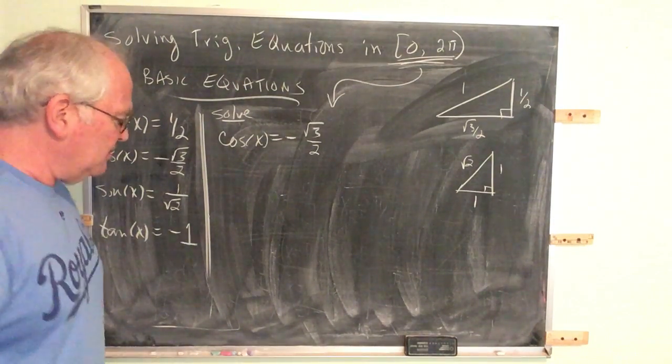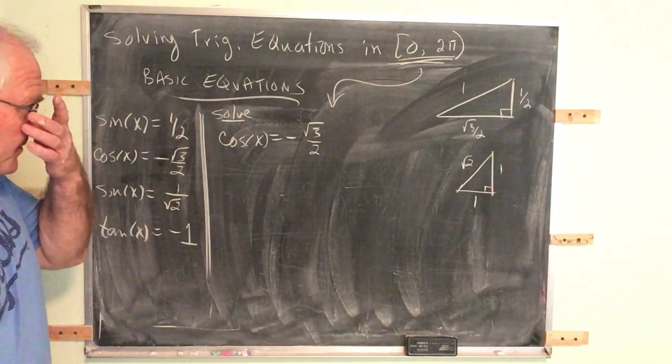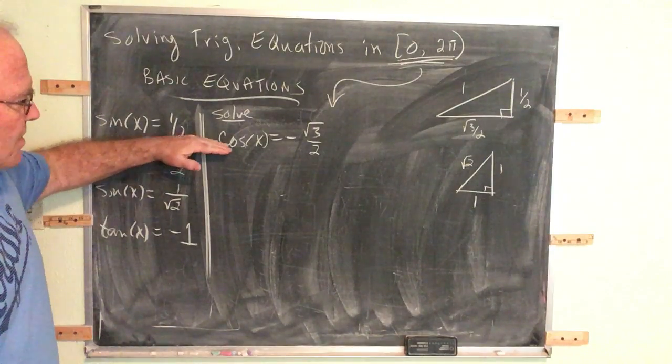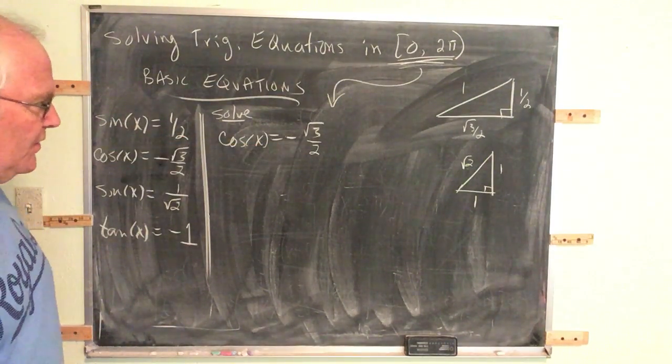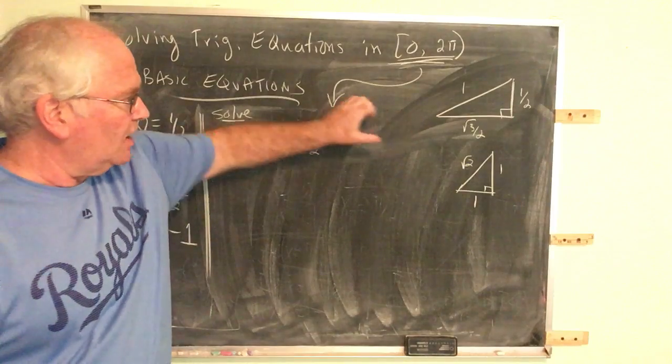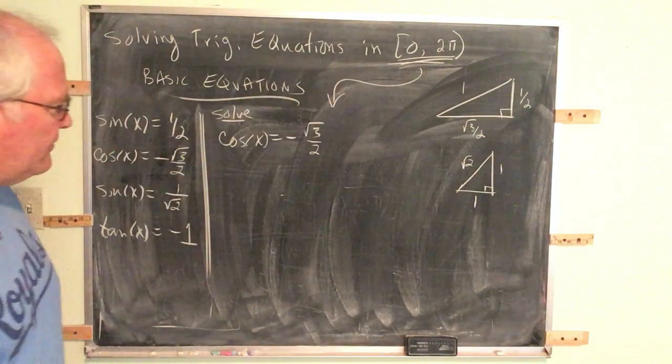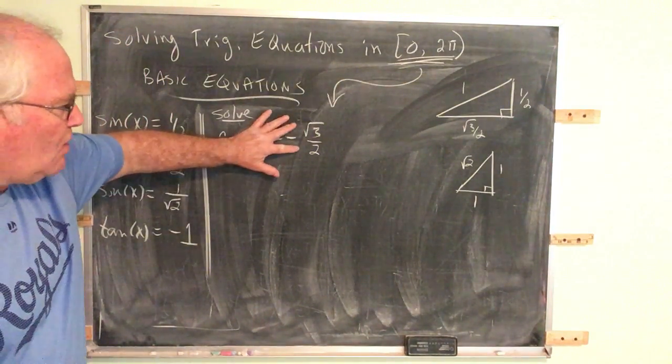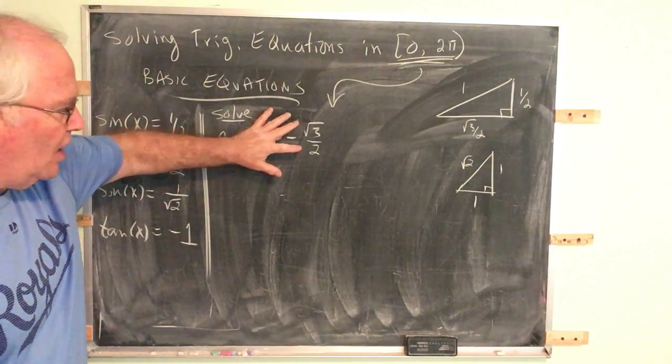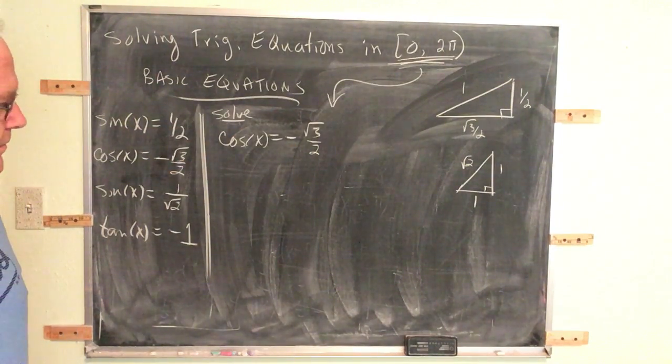All right, let's see if we can machete our way through another of these here. So we have cosine of x is equal to negative square root of 3 over 2. We have our triangles over here. We're solving from 0 to 2 pi, only one revolution. This is not quadrantal, right? So we are going to solve with the triangles.